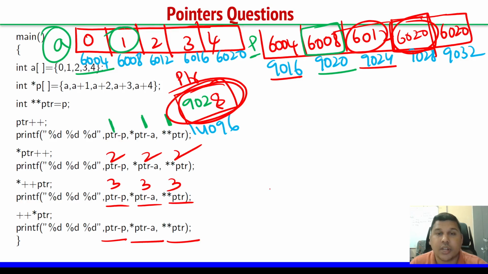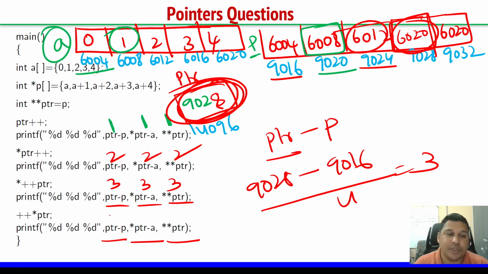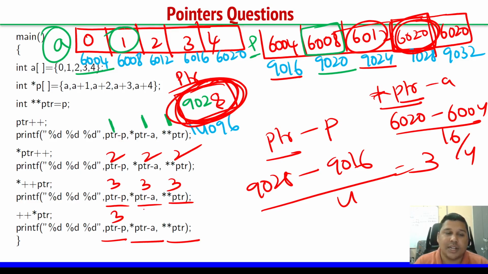Okay, let us see what is this value, PTR minus P. What is PTR value? 9028 minus P is 9016. Difference is 12 by 4, it gives you 3. This is 3. What is star PTR minus A? PTR means 9028. Star PTR means 6020. 6020 minus A, that is 6004. This will give you 16 by 4, it will give 4.